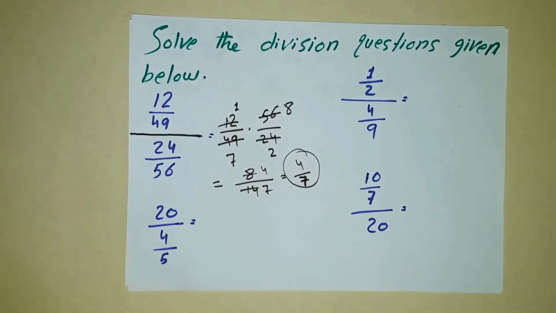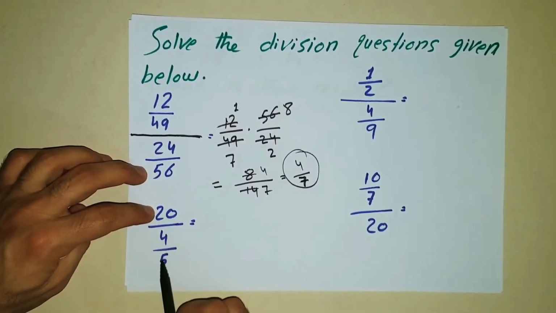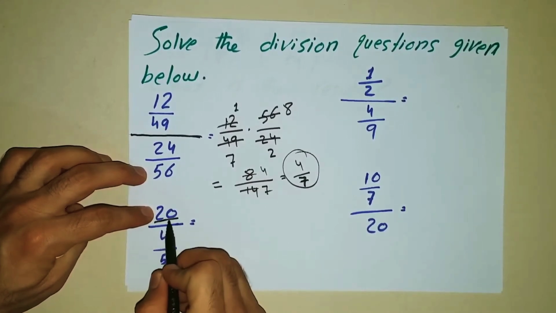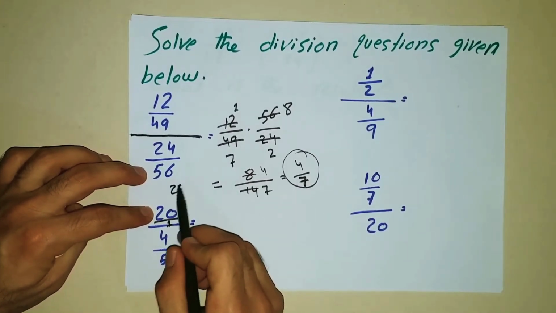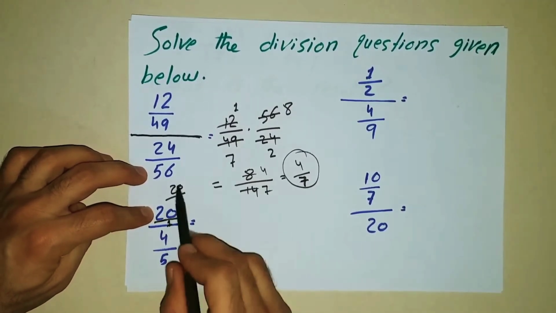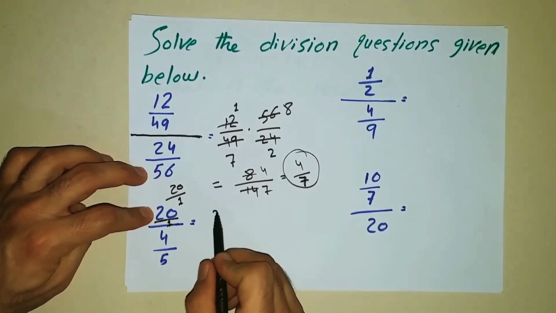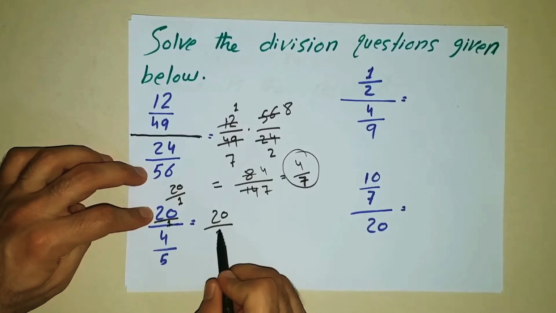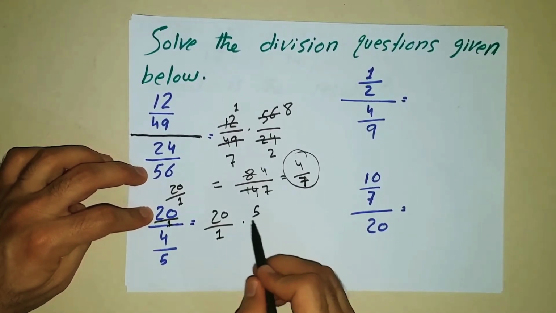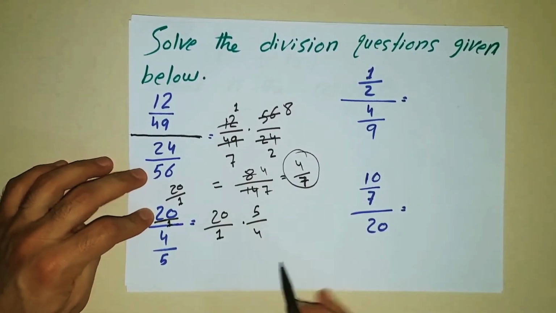Let's come to this question. In this question it is 20 divided by 4 by 5. If there is nothing written, it means there is 1, as we know it is always written like 20 by 1. So I will write the first fraction the same, 20 by 1, as you know we don't always write the 1, multiplied by the opposite of this one, 5 by 4. If it is 4 by 5, I will write it 5 by 4, and I will put the multiplication sign.